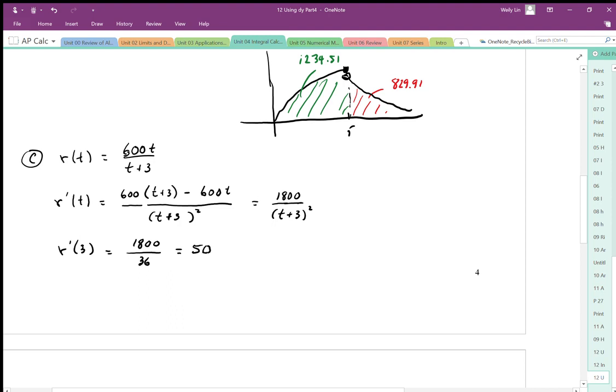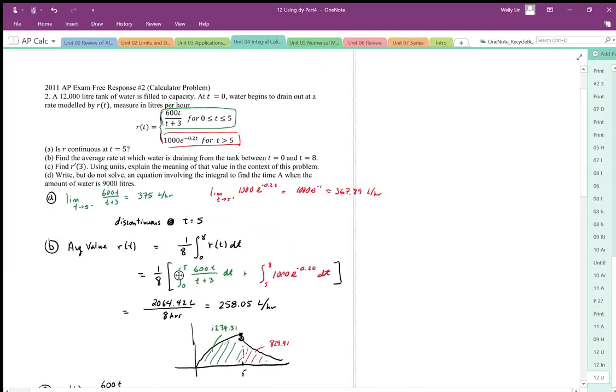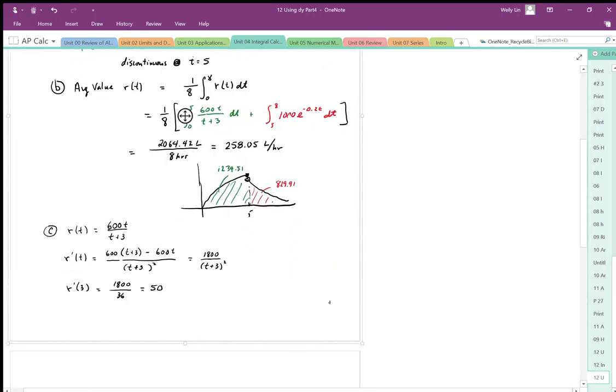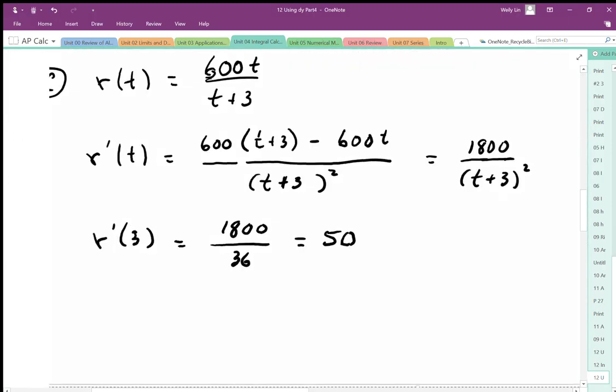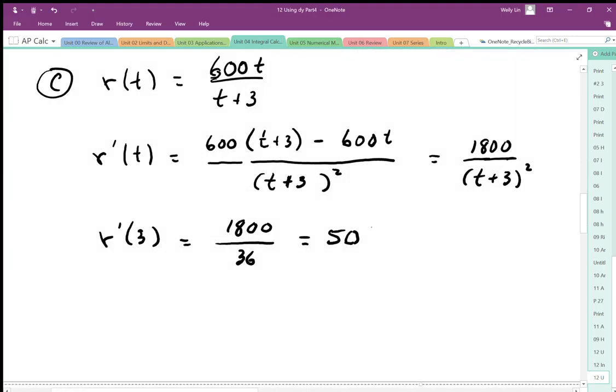Now this is the derivative of the rate. The rate r of t is measured in liters per hour. So this is going to be the derivative of the derivative, or the rate of the rate. So this will be measured in liters per hour squared. And this is the rate of change of the rate. Okay, so this is how fast the rate of water flow is changing.